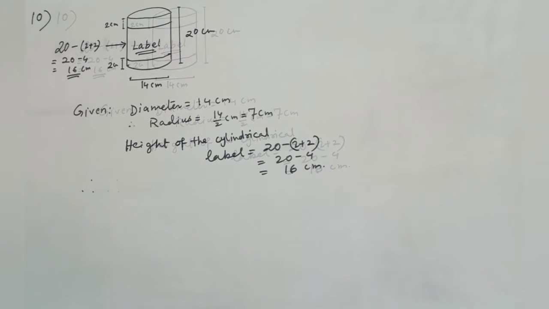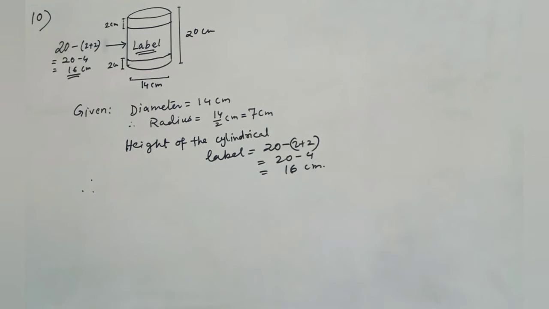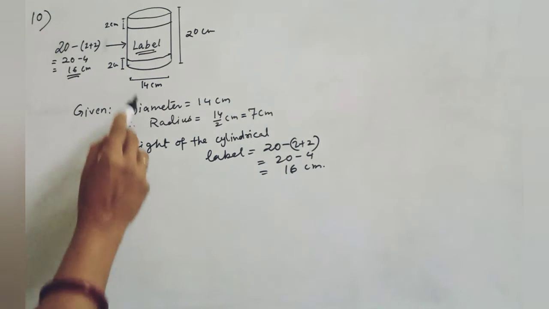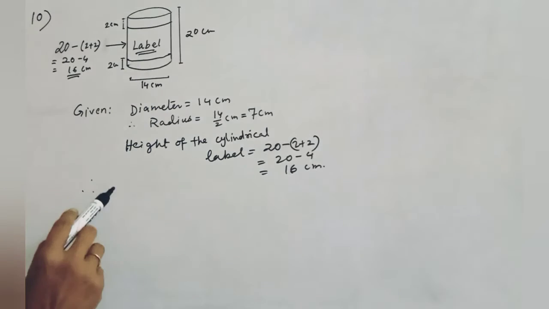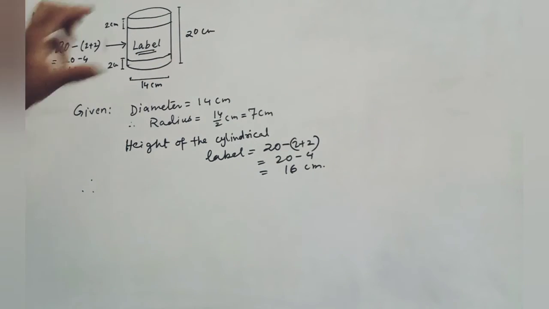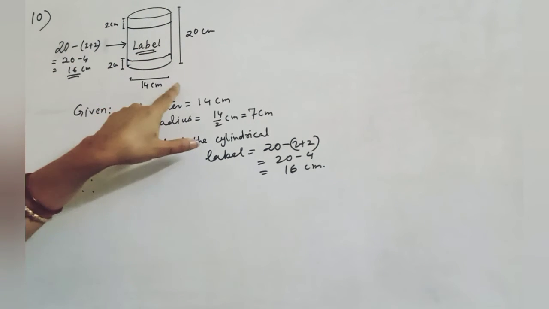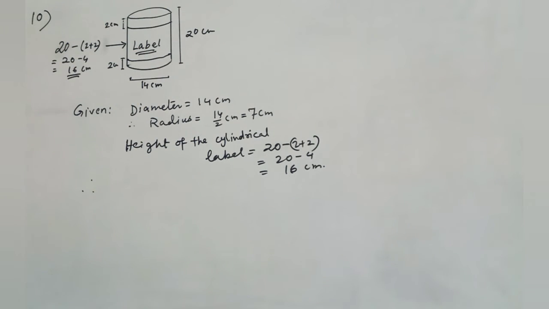Now question number 10. A company packages its milk powder in a cylindrical container. It is a rough sketch of a cylindrical container whose base diameter is 14 centimeter and height is 20 centimeter. The container's height is 20 centimeter and base diameter 14 centimeter.